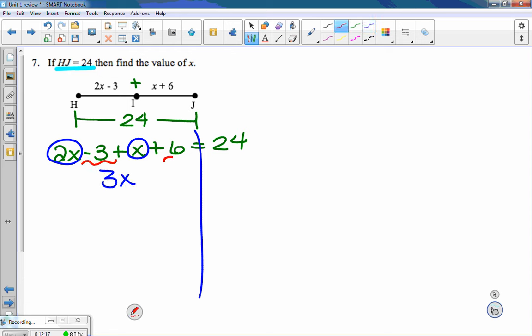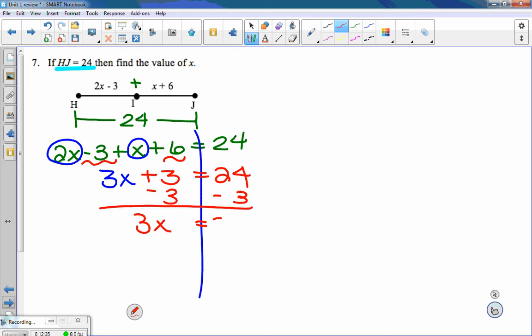Negative 3 and 6 is a positive 3, and then we still have the 24. So let's subtract 3 from both sides. 3x is equal to 21. Divide by 3. X is equal to 7. Give you a second to write that down if you don't have it.